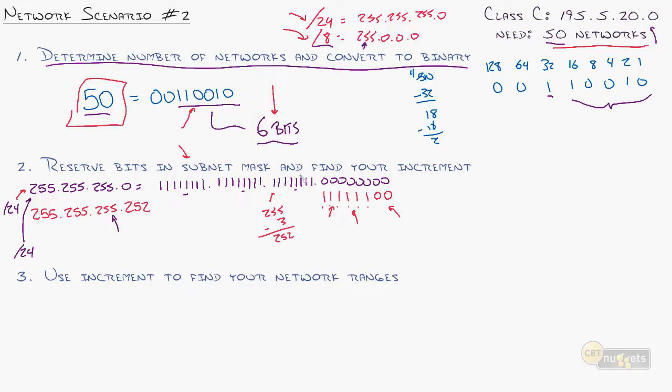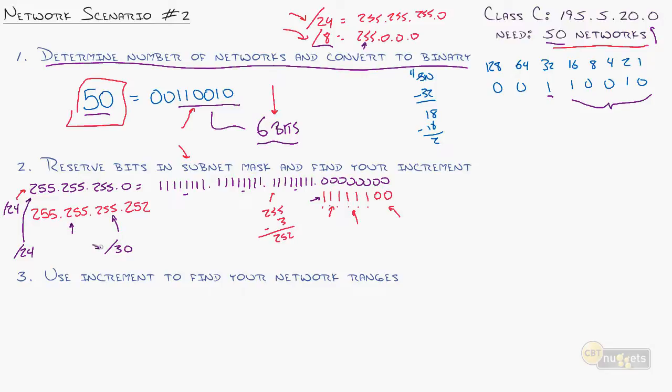255.255.255.252 is actually the original 24 bits plus 6 more that I added there, right? That would be a /30. That would be representative of that subnet mask. So again, we're just talking about ways of writing the subnet mask. I can write it this way, or I can write it that way. They both mean the same thing.